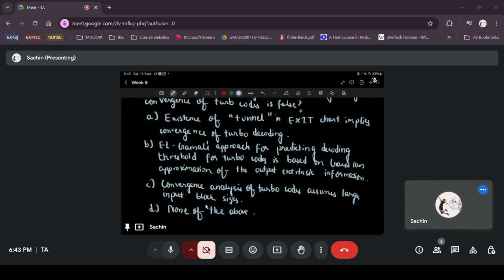Actually, I said this in the last class also, but they are asking which of the statements is false. So the first three statements are not false. That means the statement, none of the above, is false, is a true statement. So actually, all four of them are true statements.